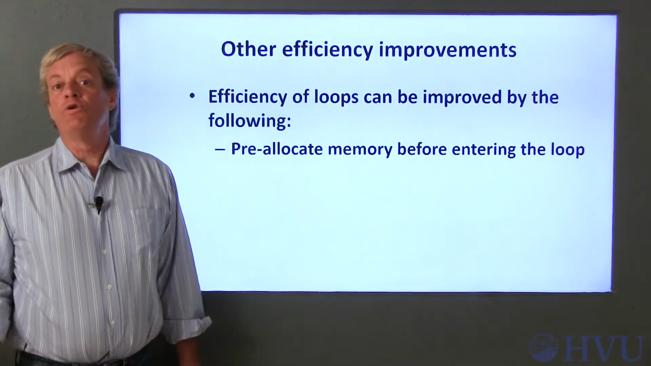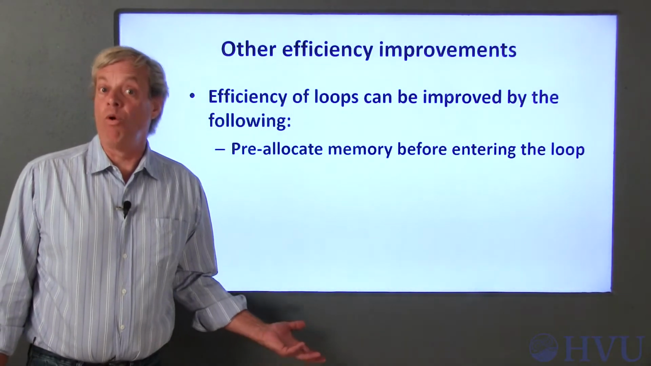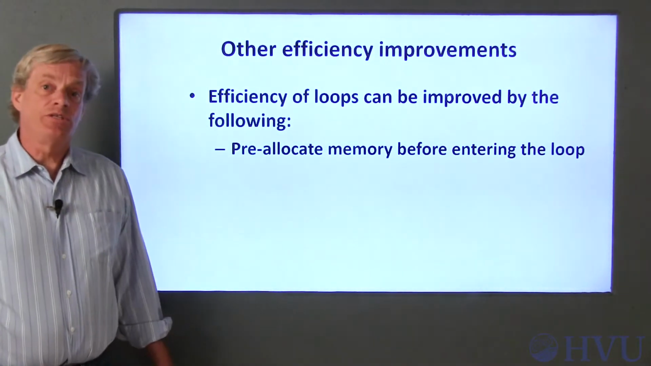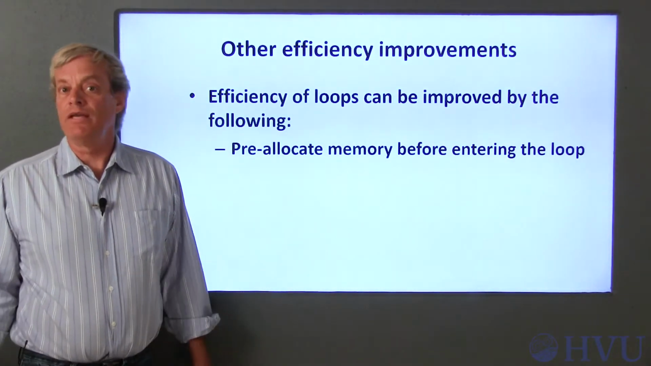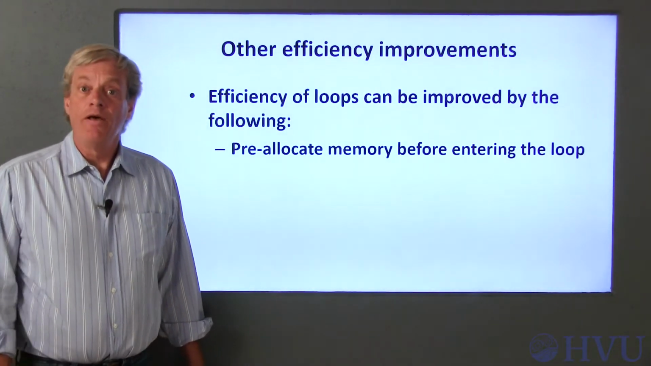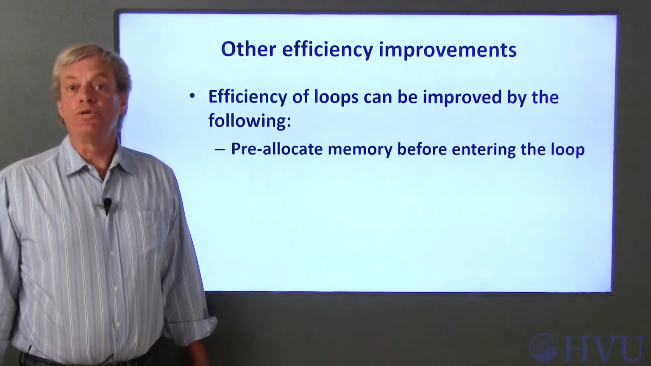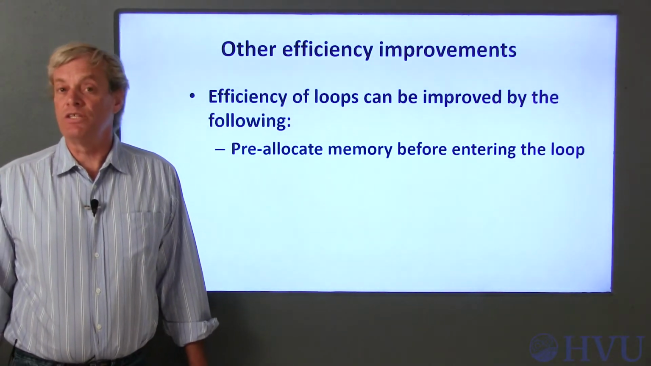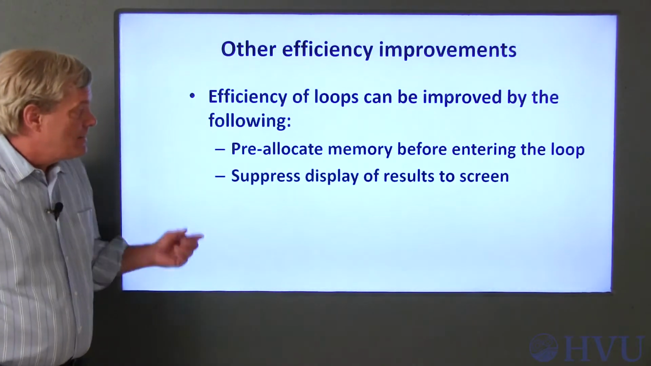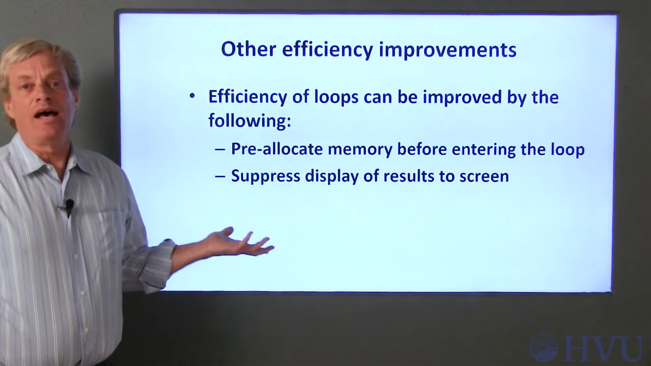On the other hand, if you know that your loop will create an array with 100 rows and 100 columns, one element at a time, you can use the zeros command, for example, to create a 100 by 100 array of zeros before entering the loop. Then the loop will just overwrite existing values and no time needs to be taken out to change the amount of memory. Displaying the results of calculations to the computer screen is really time-consuming.